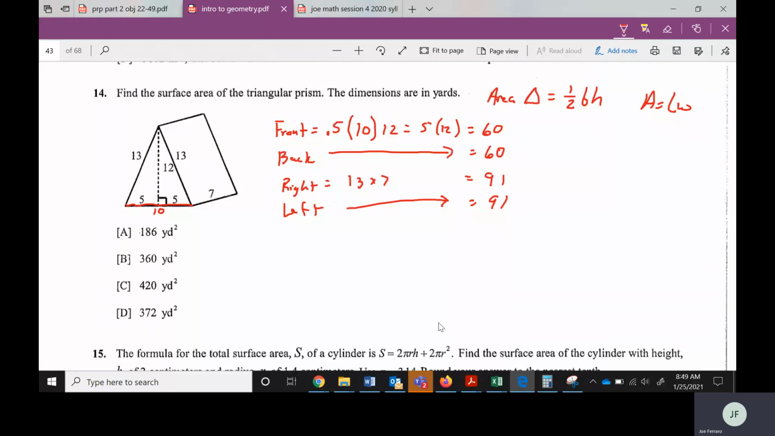There's a right and a left, but there's also this bottom. Okay, the bottom is a rectangle. Okay, it's got a 10 here and a 7 here. So it's 10 times 7. That equals 70. Okay, we add all those up. Again, I've already done this in my calculator, so we don't have to take the time, but you would take your calculator, hit 60 plus 60, and so on. Okay, and it would be 372.